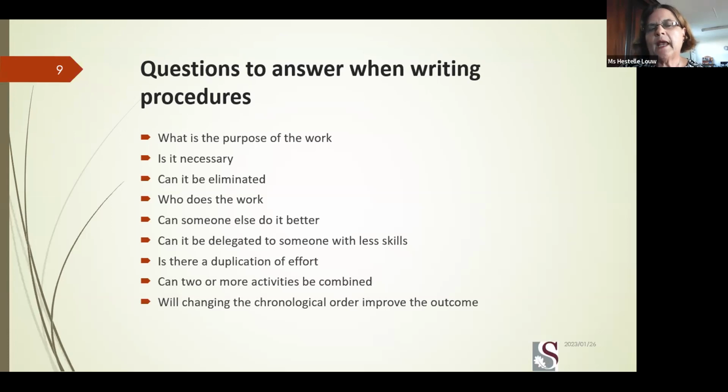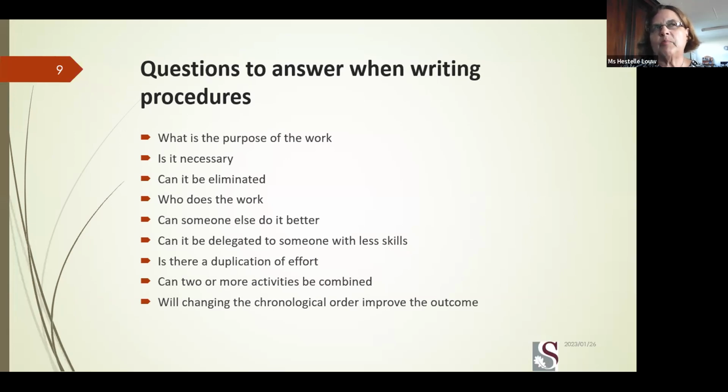And who does the work? Who is the person who's going to do the work, that you have to target, or keep in mind when you formulate that? And then, can someone else do it better than that person? Or can they do it better than you, who's going to create the policy, the SOP? And then, can it be delegated to someone with less skills? Sometimes you're in a position where you can delegate the writing of the procedure to somebody with less skills.